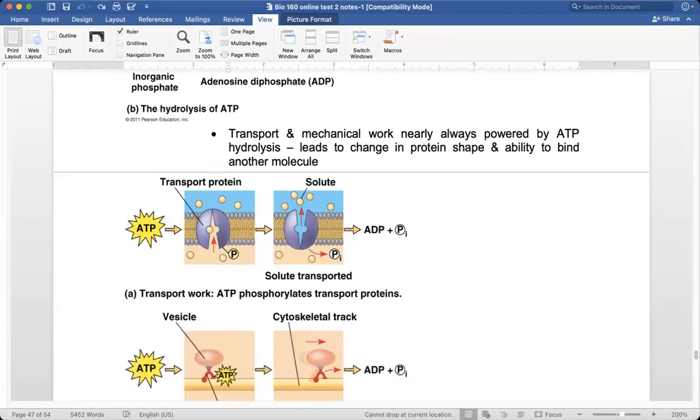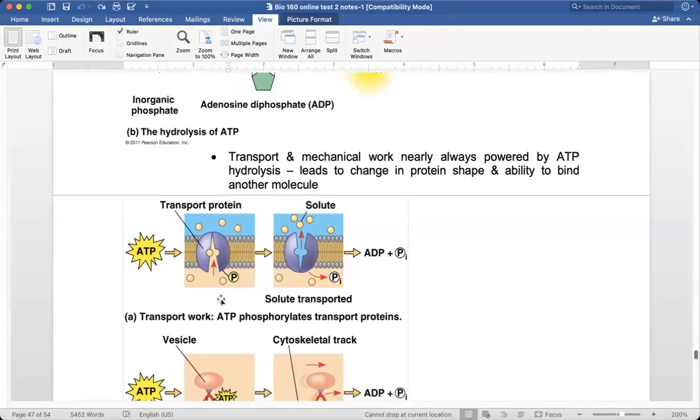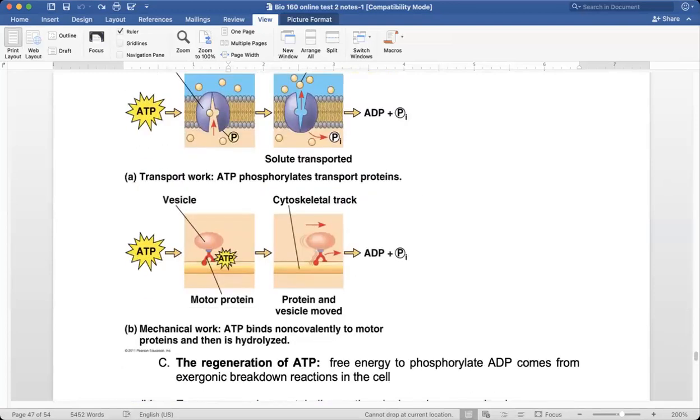So here you can see it working with this transport protein here. It's got this one orientation here when it's got a phosphate on it. When you pull the phosphate off, it's going to change shape and it will switch its orientation to help transport things. It can work for transport vesicles. So these will actually have the ATP going on and off of them. And as they do, it causes them to kind of move along the cytoskeleton track.